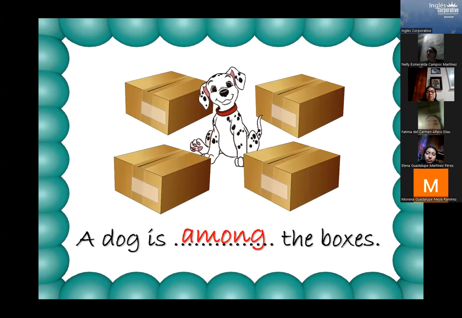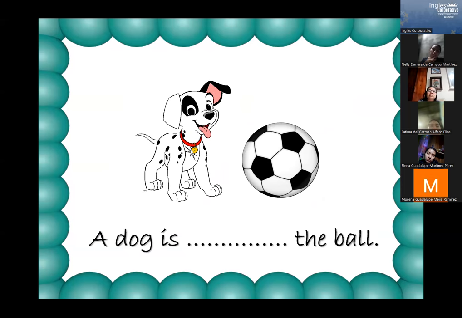Okay, este es among. Está rodeado de. Rodeado de among. O en medio de varios objetos, ¿no? Between es únicamente en medio de dos objetos y este es en medio de varios objetos. Among. Como el videojuego Among Us. Okay, the dog is in front of the ball. Next to. A dog is next to the ball.